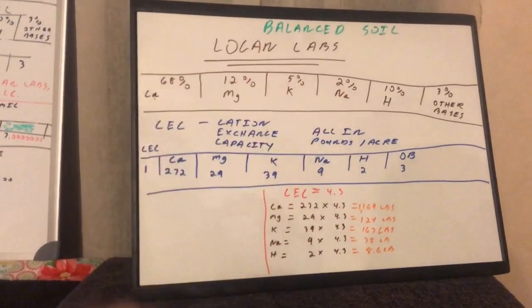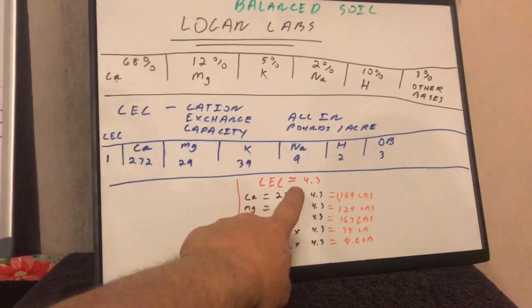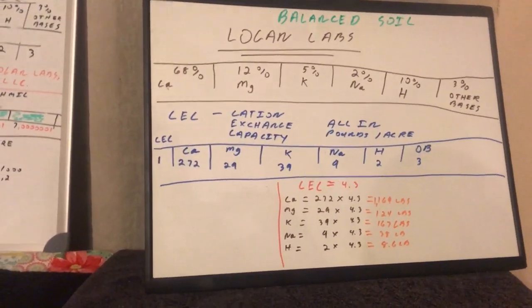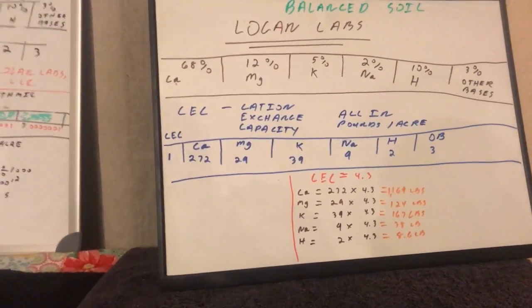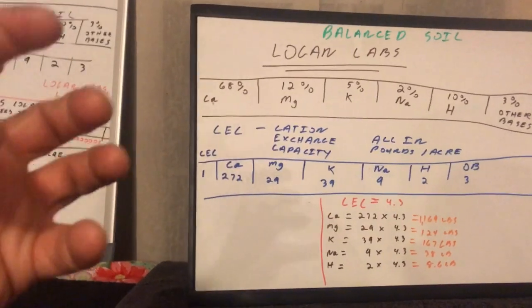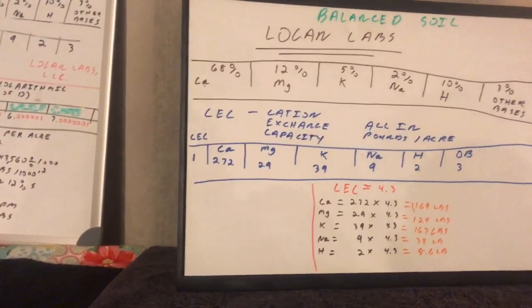Now remember, if we exceed that CEC, it means that it's only going to hold and give so much. If we exceed that, it's just not there to hold it. We're just going to waste nutrient. We're going to waste material because the soil cannot physically take hold of it and make use of it.